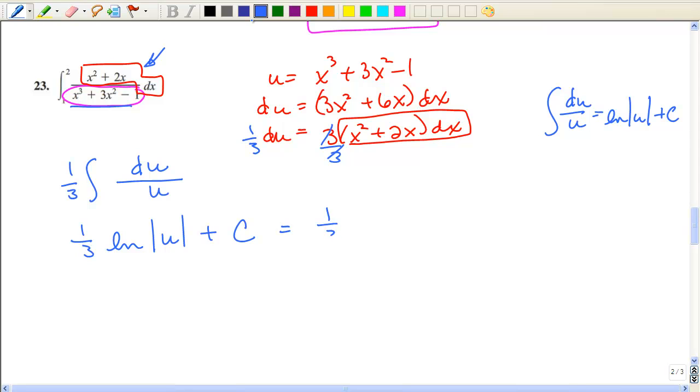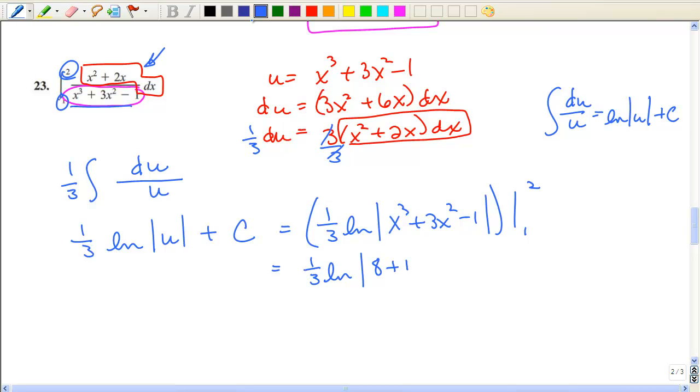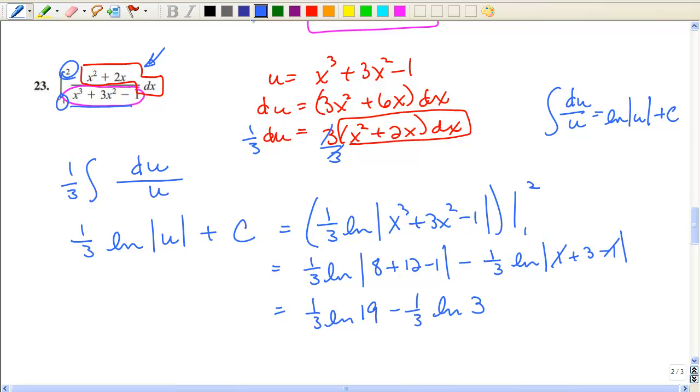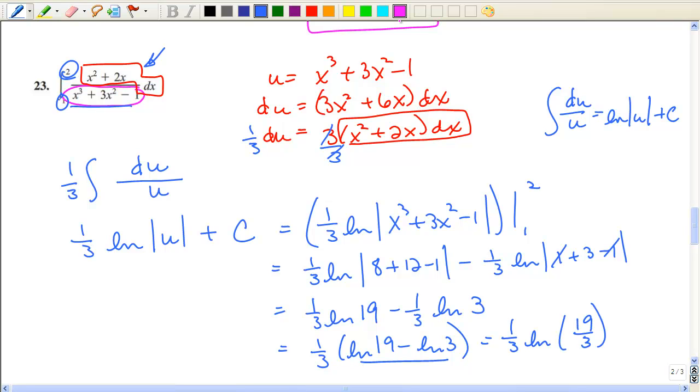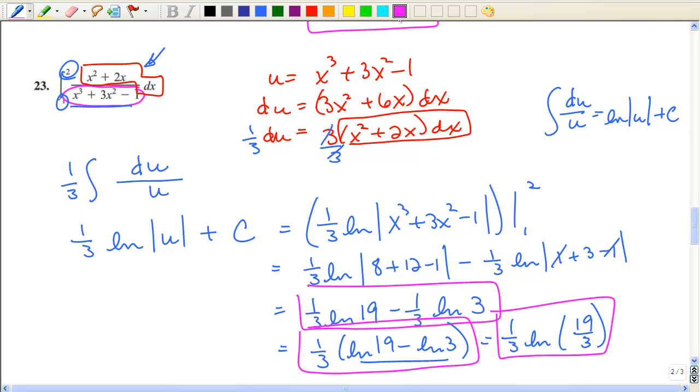Let's then go back and put in what is u, and we don't need the plus c because we're going to integrate with respect to x between 1 and 2. That's 8 plus 12 minus 1. That's 19. That's 3. You can leave that like that. You could also rewrite it a whole bunch of different ways using your rules of exponents. If you factor out the 1/3, you might remember when you subtract 2 logs, that's the same as dividing. But the computer should accept any of these as appropriate correct answers.